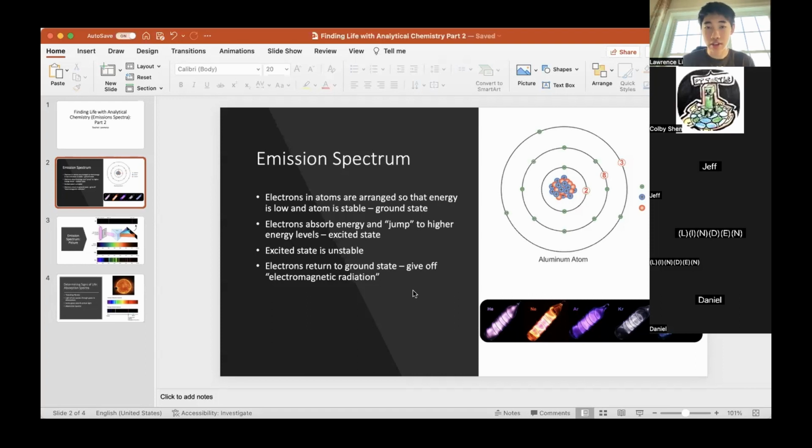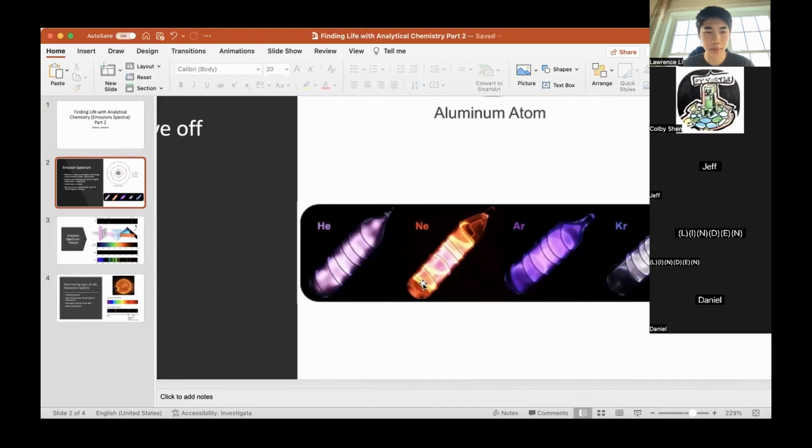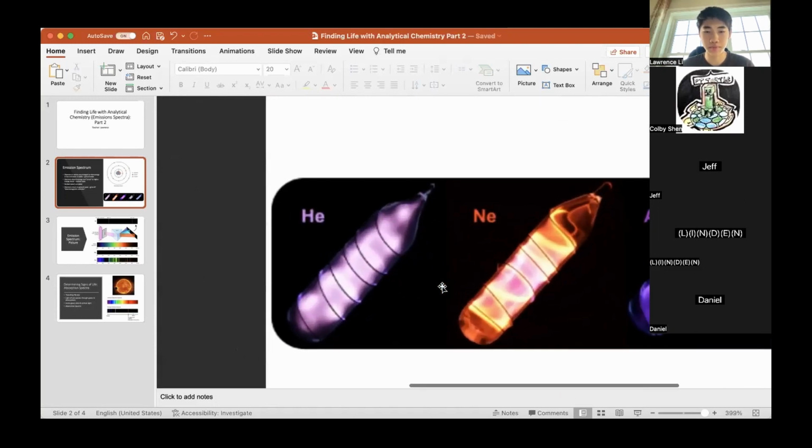And so what happens is when these atoms give off this energy, we can see that some of the electromagnetic radiation that they give off is actually given off in visible light. So we can see that these elements like helium, neon, argon, krypton, xenon, they give off a certain color when we impart those atoms of the element with energy. So what we're doing here actually is, for example, helium.